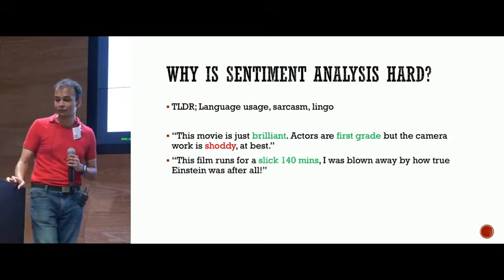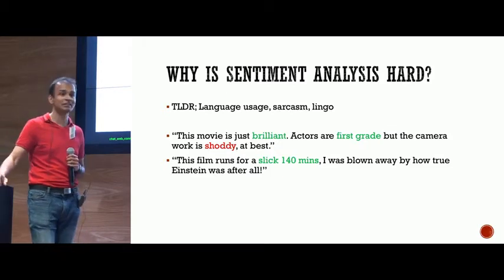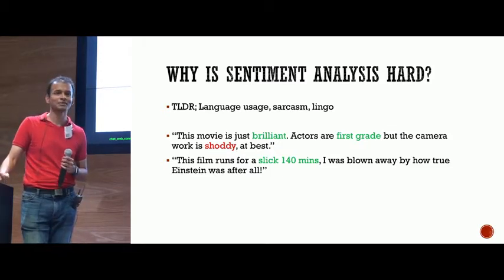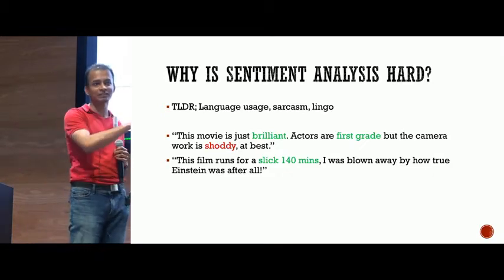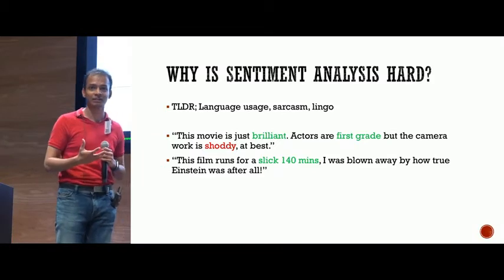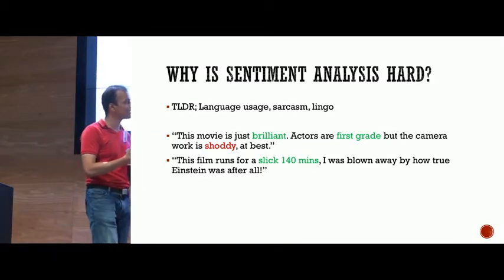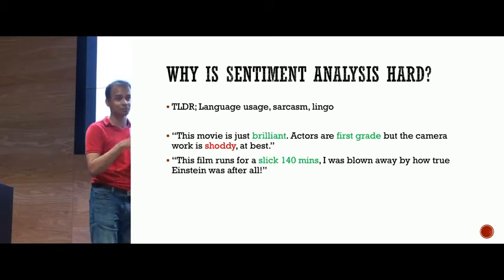Second one is, the film runs for a slick 140 minutes. I was blown away by how true Einstein was after all. So this is sheer sarcasm. So what happens is, if you throw this to a neural network or any machine learning framework that's trying to understand sentiment, it will try to say, okay, the film runs for a slick 140 minutes, which means that this has a positive sentiment.